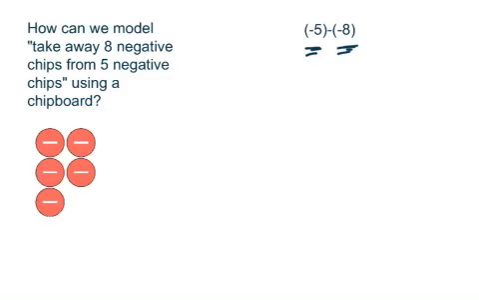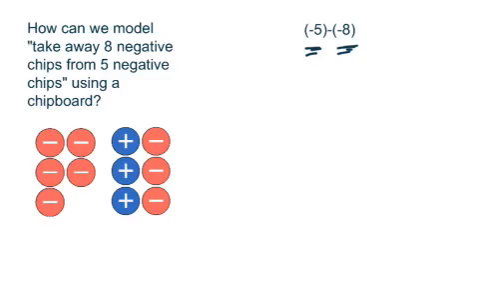Well, how many do we need to put on? The easiest way is just to put on 3 0 pairs. With just 3 0 pairs, it's going to allow us to take off 8 negatives. So symbolically, what did we just do? Symbolically, what we just did was we had 5 negatives and we put on our 0 pairs.